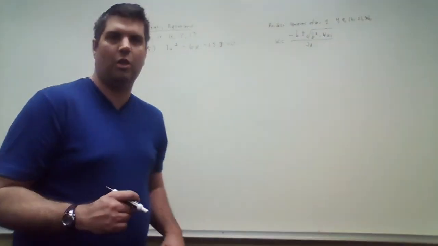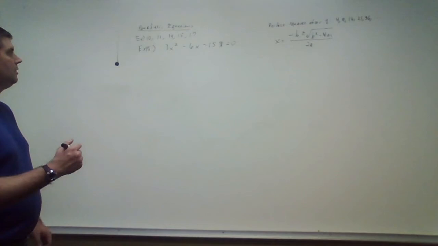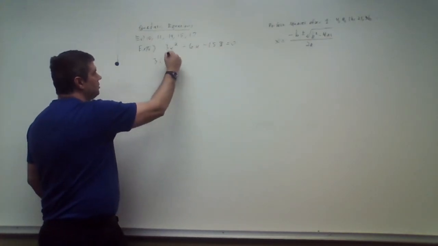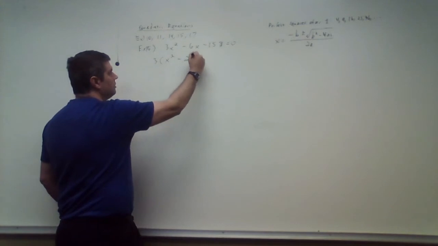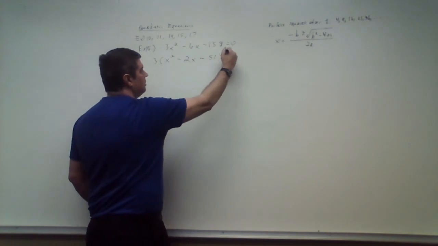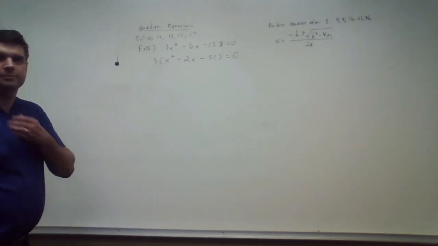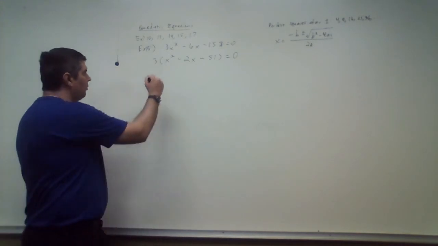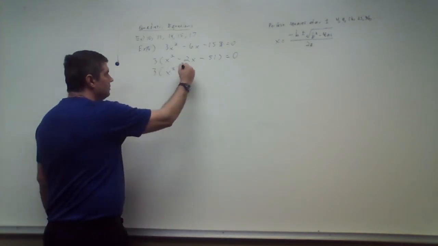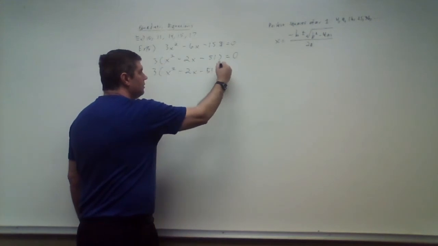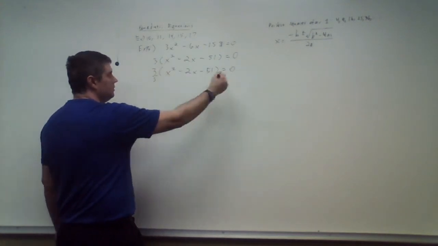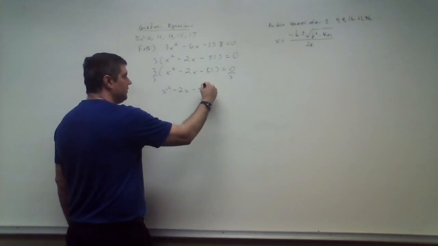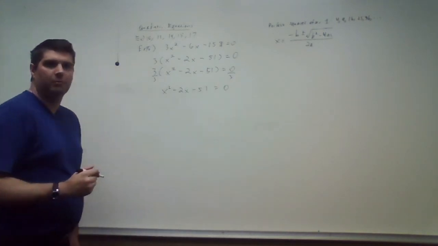All right, so starting all over with this example. 3 divides all 3 terms. So we take it out, like so. Okay? And then we'll divide that factor off. And we end up with x squared minus 2x minus 51 equals 0.